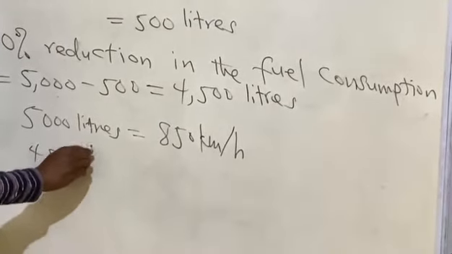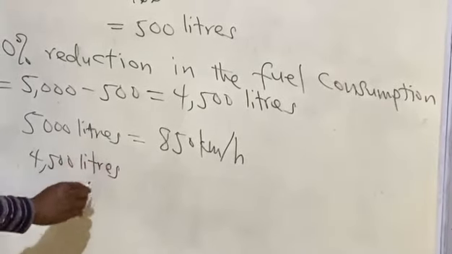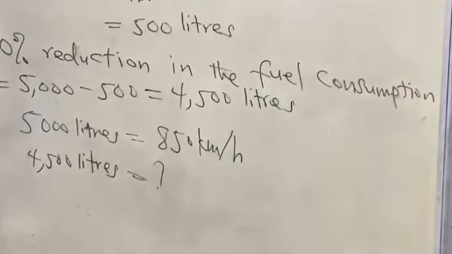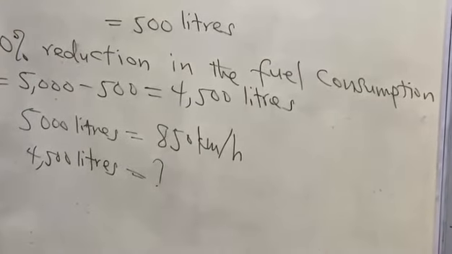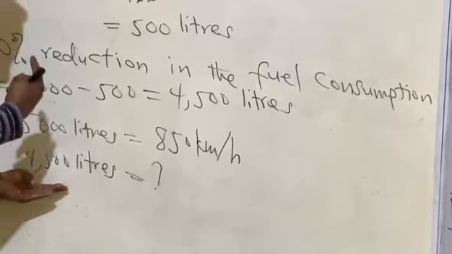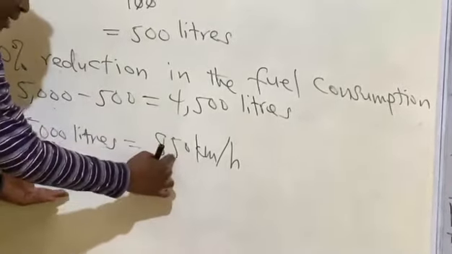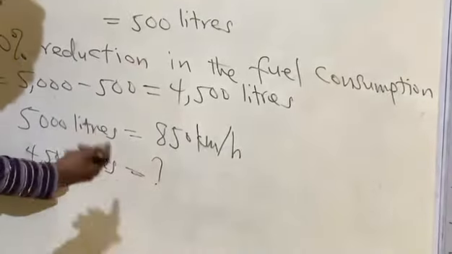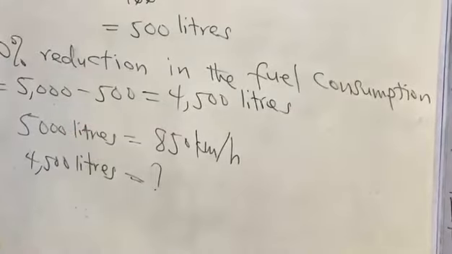So therefore, the 4,500 liters will be equivalent to what speed? So it is also obvious here that the liters consumed here is less than this. So the speed it will travel will be less than 850 kilometers per hour. So if less, we divide by more.